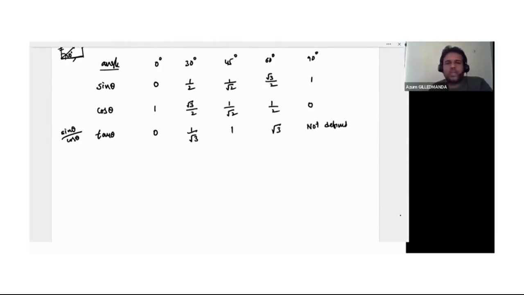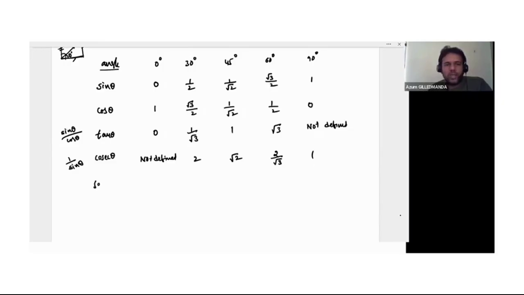Now we have various others, right? The other trigonometric ratios are cosecant theta. Cosecant theta is what? Reciprocal of sine. So 1 by 0. 1 by 0 is not defined. So 1 by 1 by 2 is 2. 1 by 1 by root 2 is root 2. And this is 2 by root 3. This is just the reciprocal of sine. And 1 by 1 is 1.